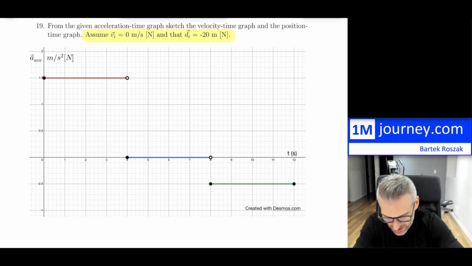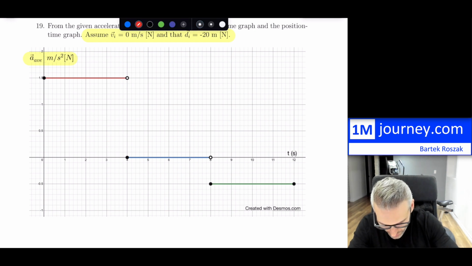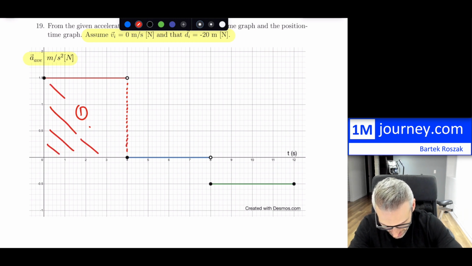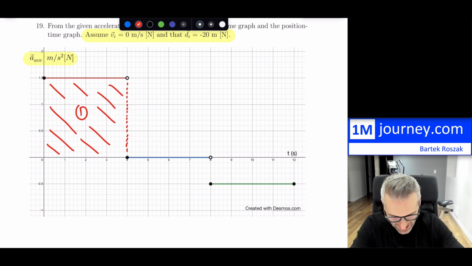All right, so this is acceleration. Now we have three kind of points. So we have one area. We have to find out what this area is. That's going to be the change in velocity that we have. Well, the second one is very simple. So this is number 2. Well, the change here is going to be 0.